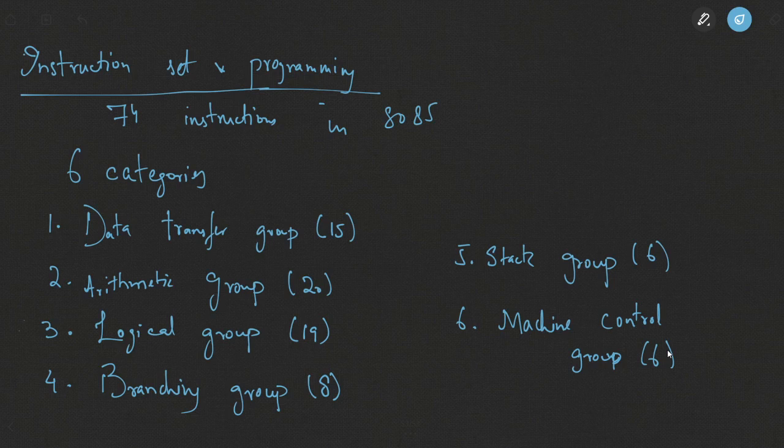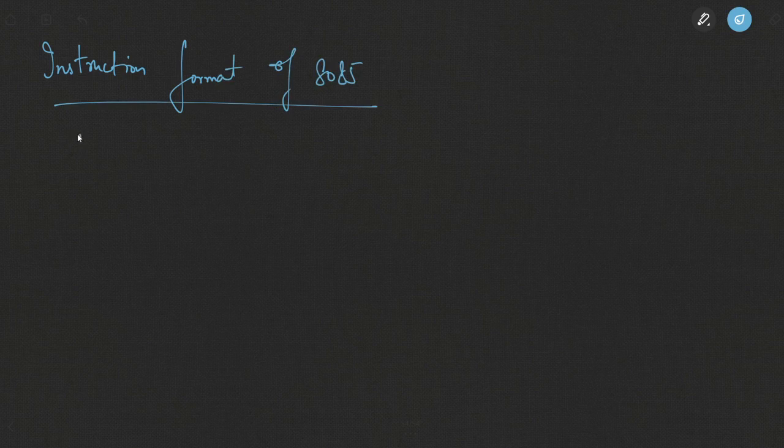So these instructions we'll be studying one by one. Before that we'll need to understand the instruction format of the microprocessor. First of all, the size of the instruction. We need to understand what will be the size of any instruction.